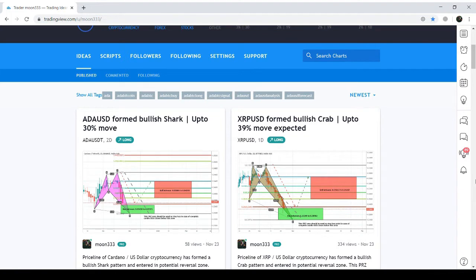Actually, I have just compiled a new list for you for the top altcoins for this week.